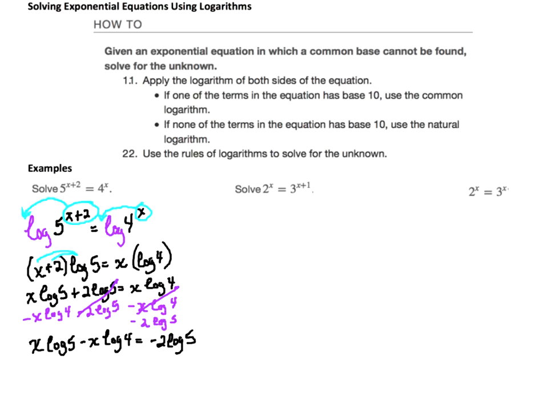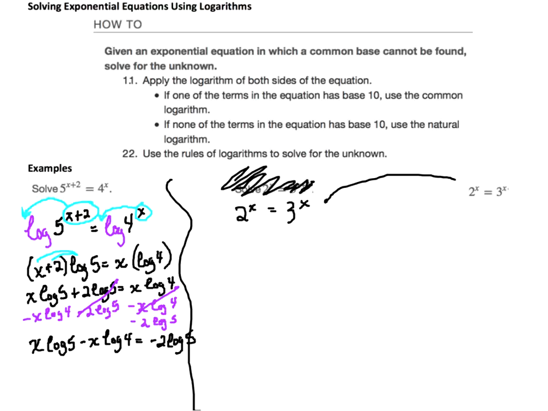And finally, the last one on this page, 2 to the x equals 3 to the x. I might have room for this one. I'm going to try to do this one on this page here. So I'm just going to scratch that out. All right, so I'll start here. 2 to the x equals 3 to the x.